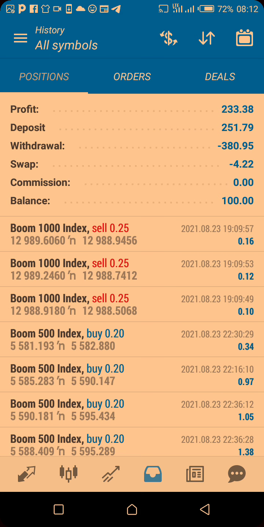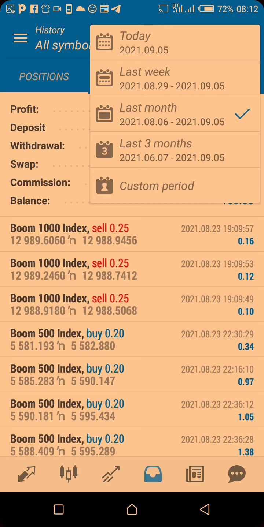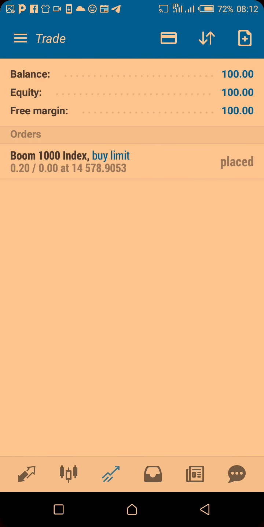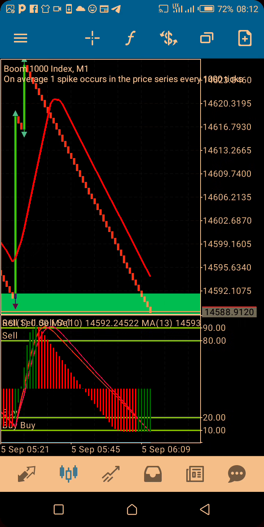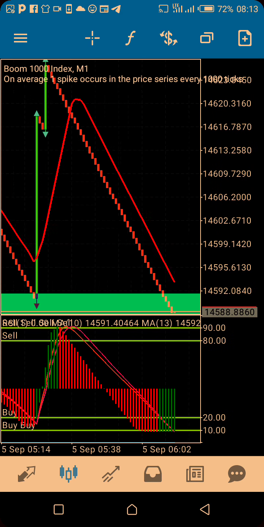I withdrew 380. You could see how I am making it. I deposit, and I make half of the capital as profit. In fact, 50% of the capital, I make that profit. So when you understand this, it will help you to make profit when you are trading, or when you are trying to catch the strikes. So this is how you do it.